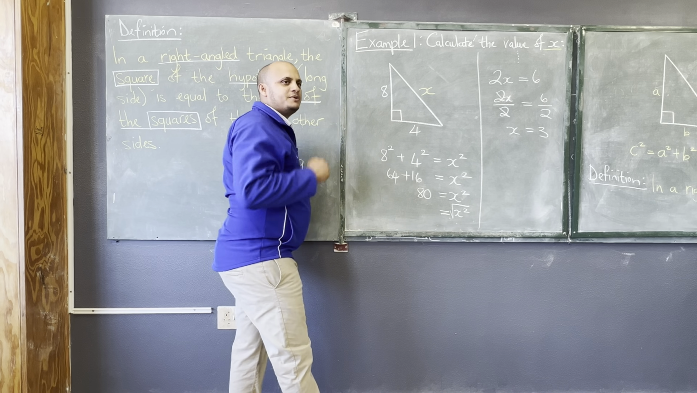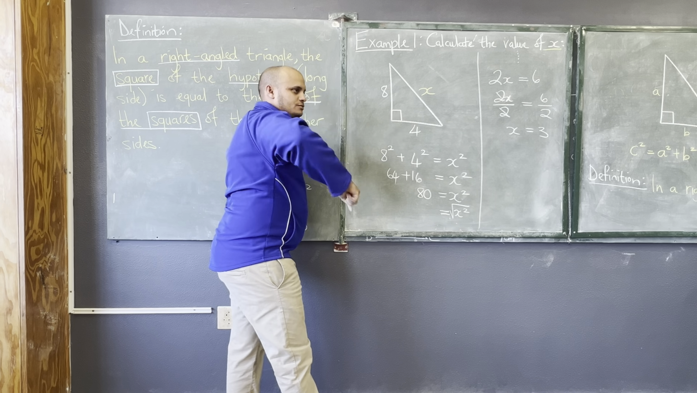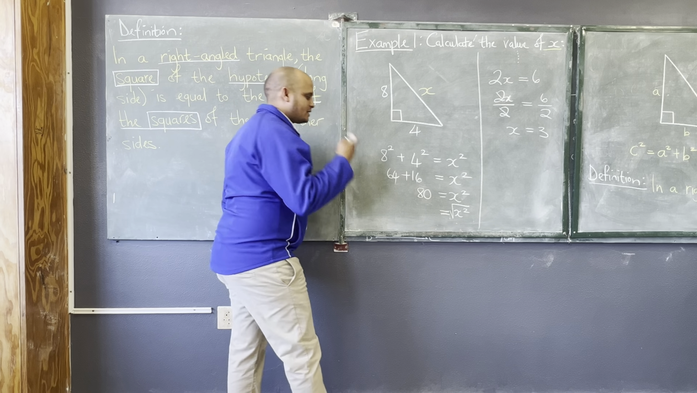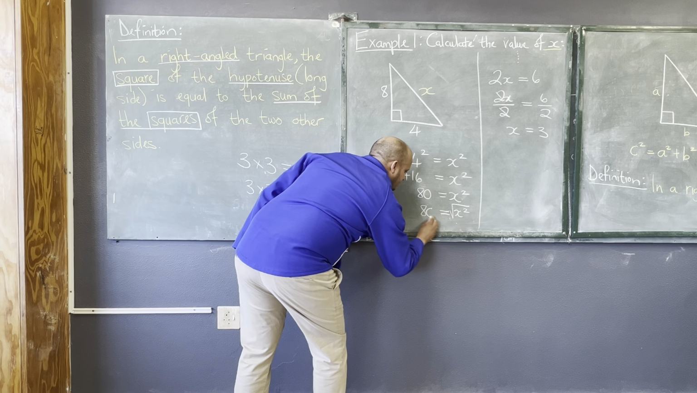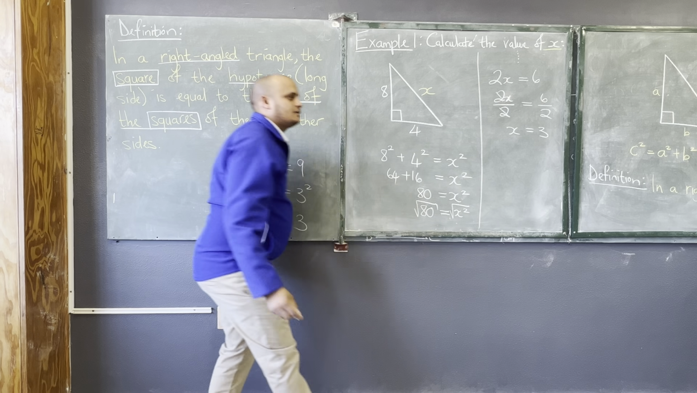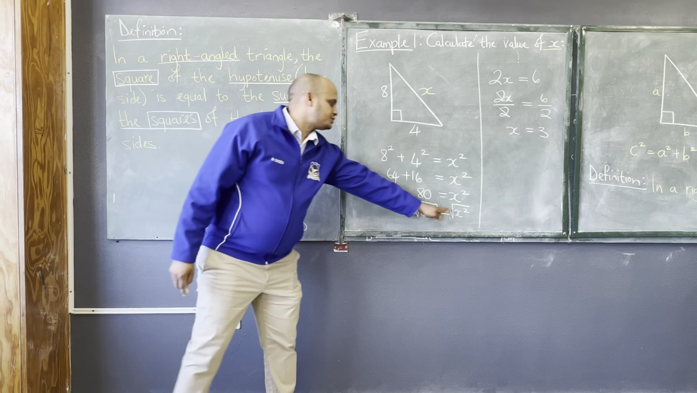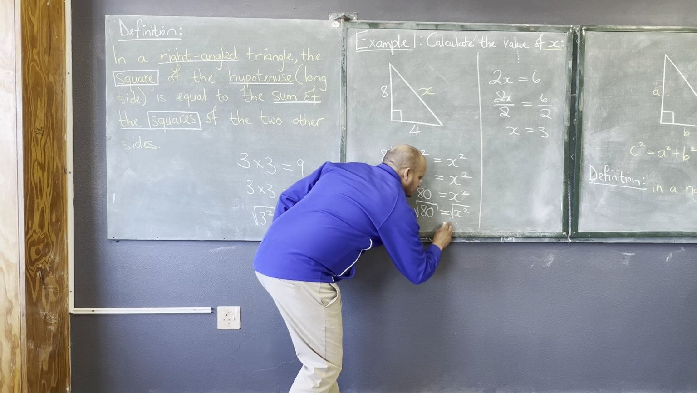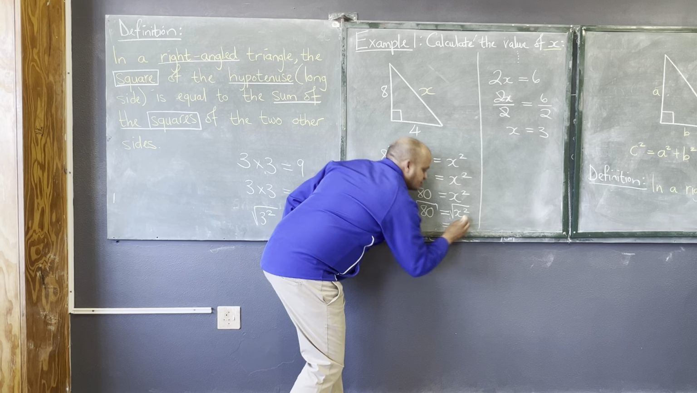So I performed an operation. What's the operation? Square root. So I must do the same thing on the other side. So in other words, the square root of 80. The square root will get rid of the square that you don't want, so out will pop an x, which you do want.